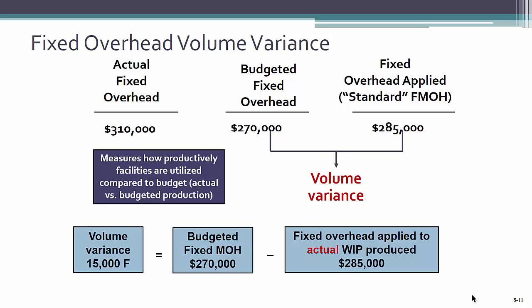To summarize then, a volume variance occurs when the actual level of production differs from the budgeted level of production. The volume variance has nothing to do with rate. It has only to do with the level of production. It is the difference between the total budgeted fixed overhead and the total fixed overhead applied to inventory produced. If we produce more units than planned in the budget, we utilize the factory more efficiently than we planned, so the volume variance will be favorable. If we produce fewer units than planned in the budget, we did not use the factory as efficiently as we thought we would, so the volume variance will be unfavorable.